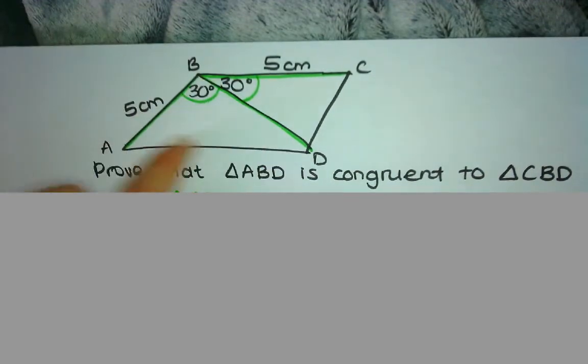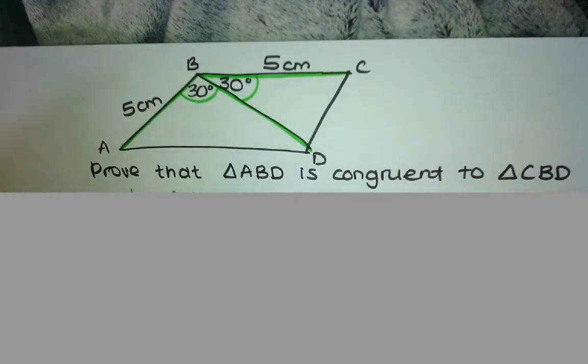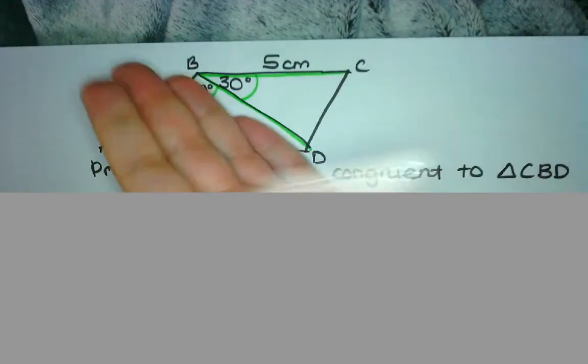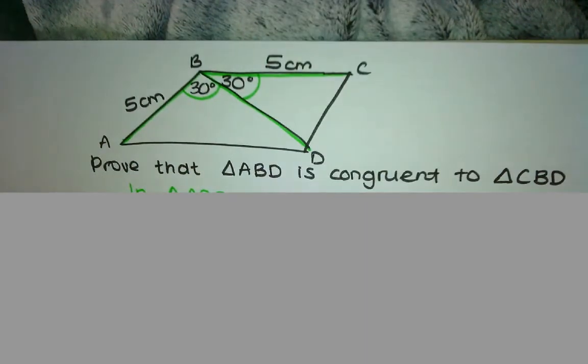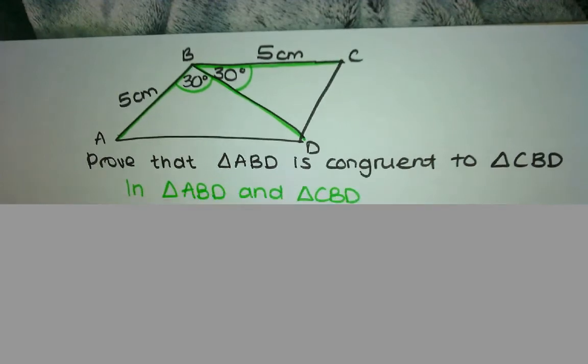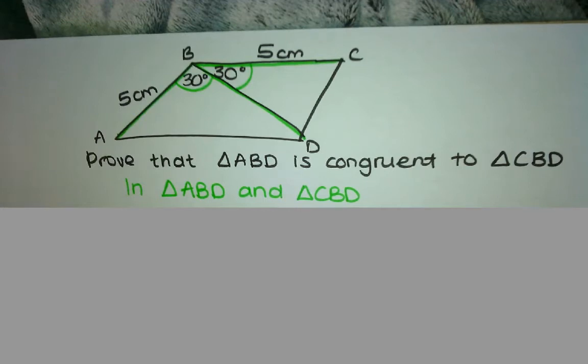Okay, so it says, prove that triangle ABD, so this small triangle here, is exactly the same, or congruent, to triangle CBD. So what they did is they basically took this triangle and flipped it over. And the one thing that I told you that you have to do is you always have to write your statement. I hope you have been writing this down in your book. Alright, so it's triangle ABD and triangle CBD.